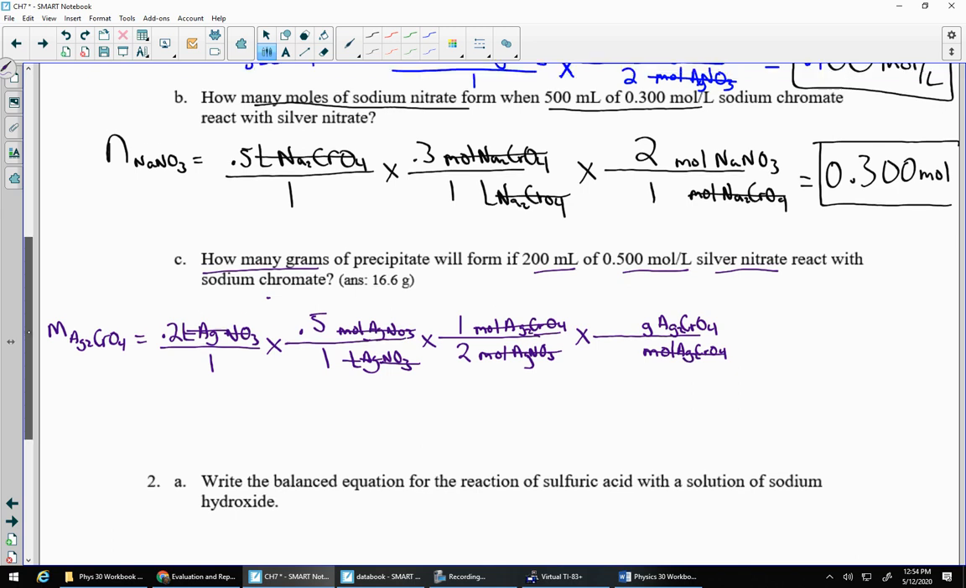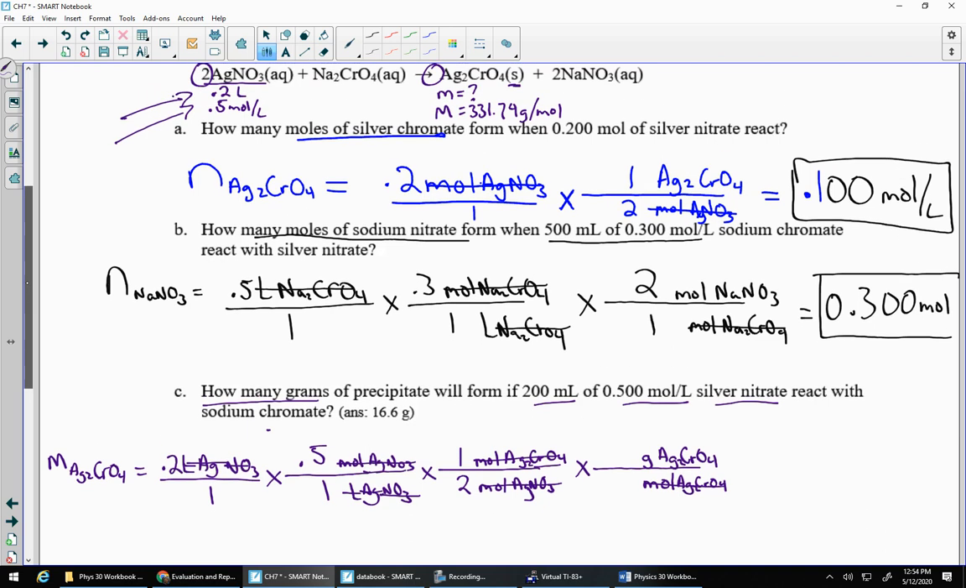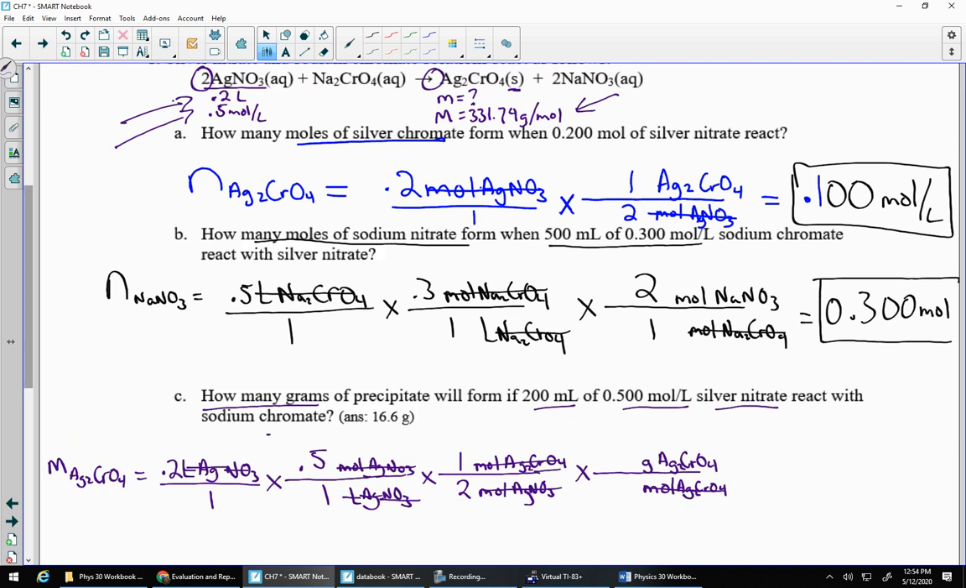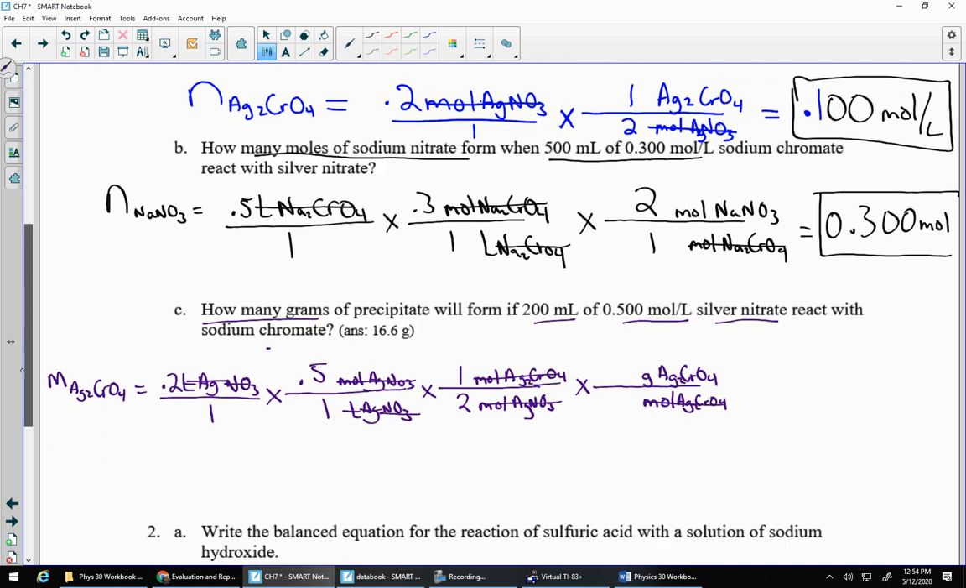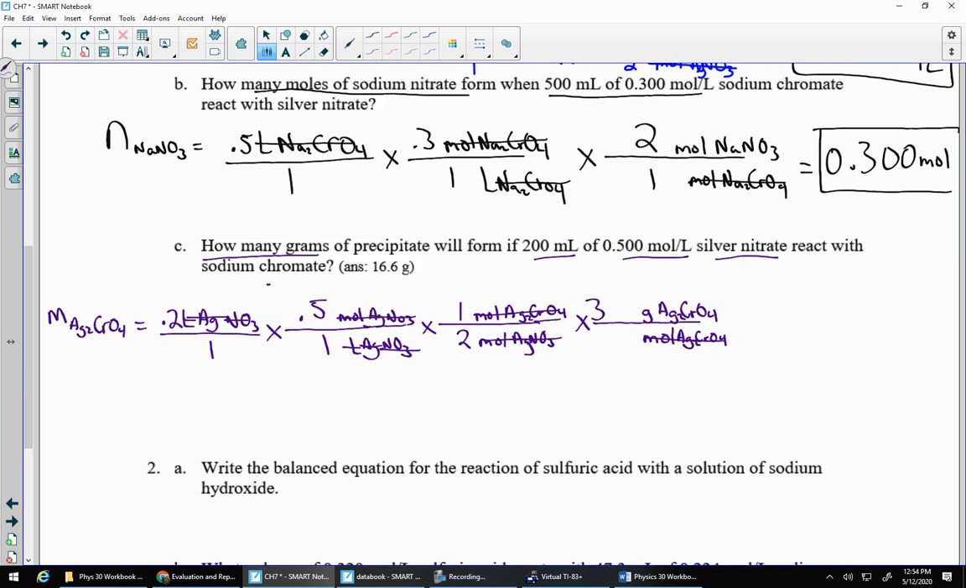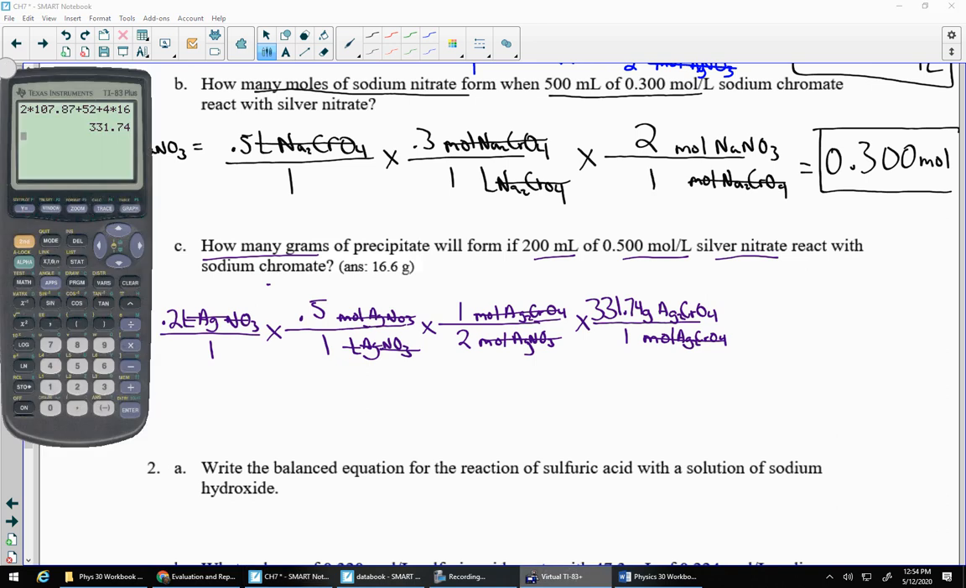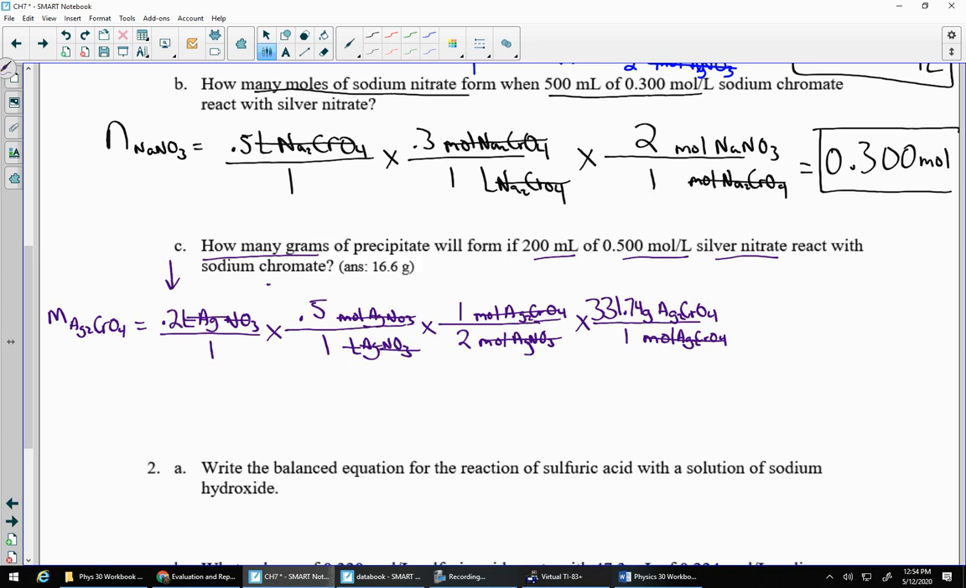So let's have a look here. Back up, we've got 331.74 grams per mole. So that's 331.74, just barely enough space, grams for every 1 mole. And look at the only thing we've got left: grams of silver chromate, which is grams of our precipitate. That is wonderful. All we have to do is plug that into our calculator now, starting way over on this side.